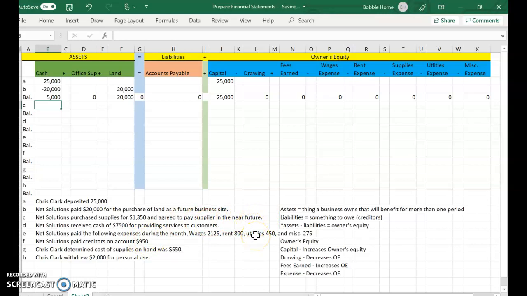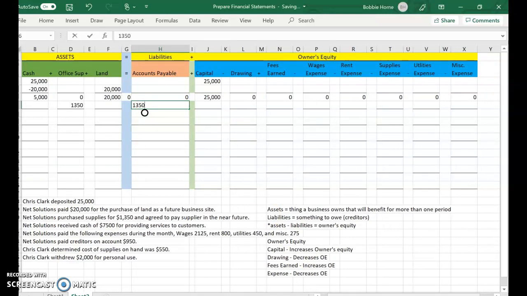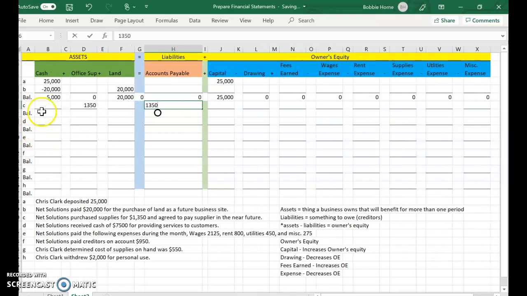They're going to charge it. It's going to be a liability. Liabilities are going to increase because they owe it. So let's record the $13.50 of supplies, and accounts payable, the liability, what we owe, is actually increasing. So notice that the asset side increased and the liability side increased.